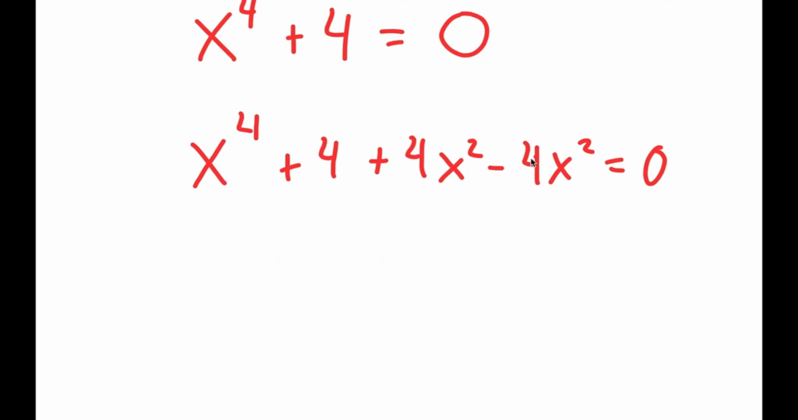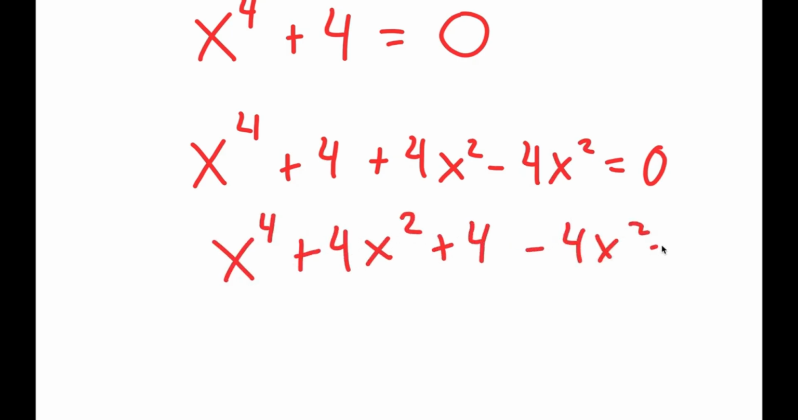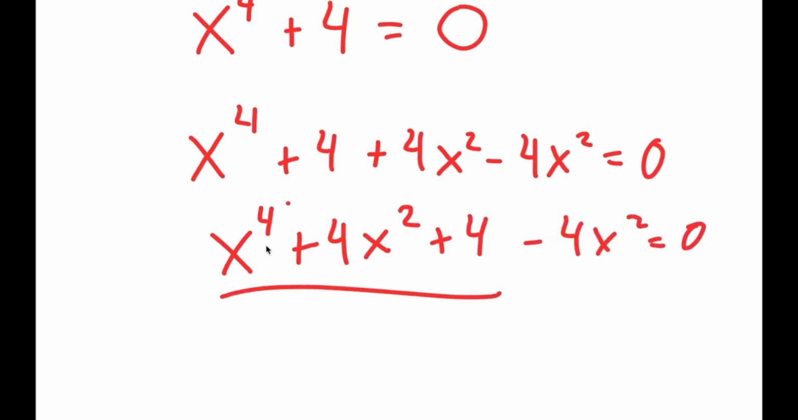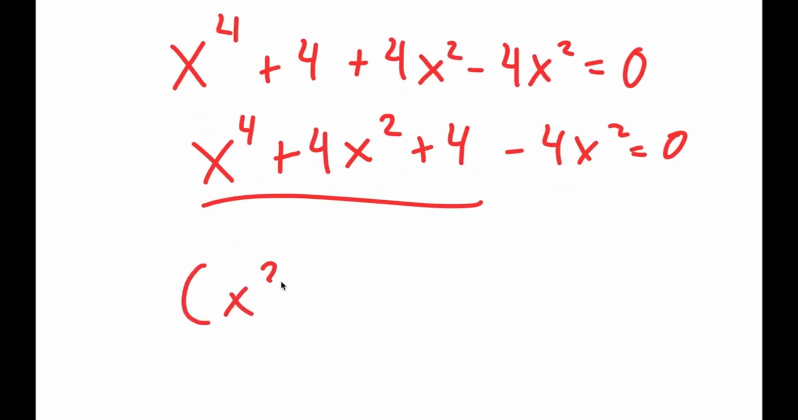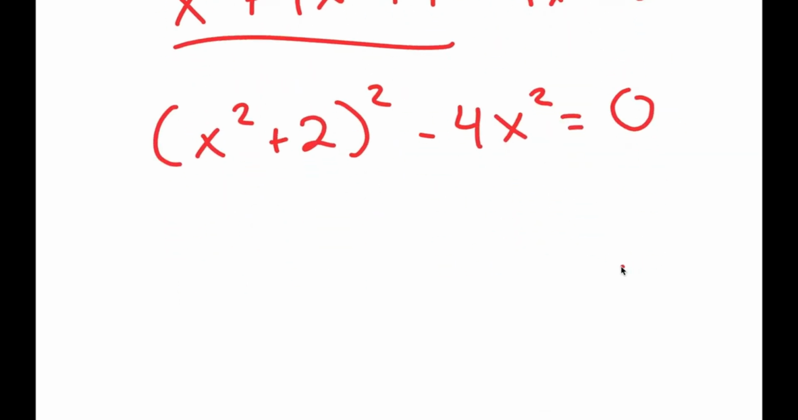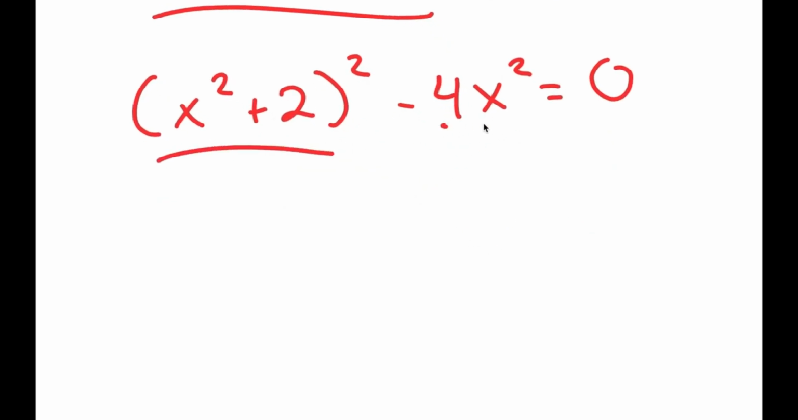Now, I can ignore this negative 4x squared for now and just focus on x to the power of 4 plus 4x squared plus 4. And I can rewrite this as x squared plus 2 squared minus 4x squared is equal to 0. So now from here, notice how both of these things are squared.